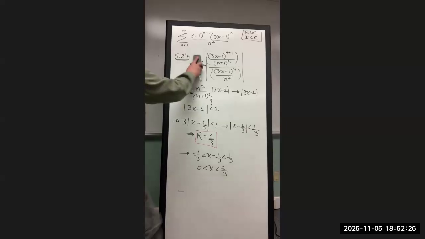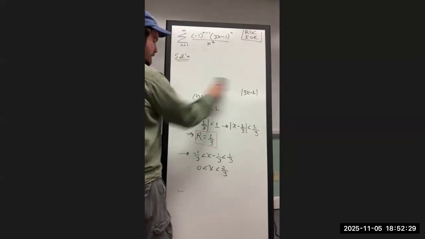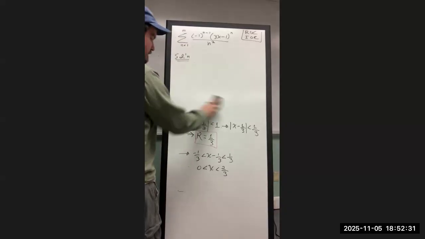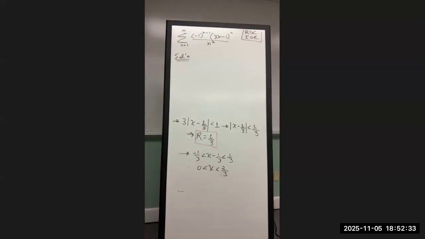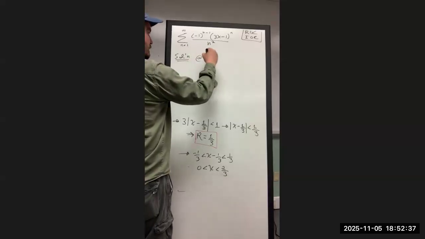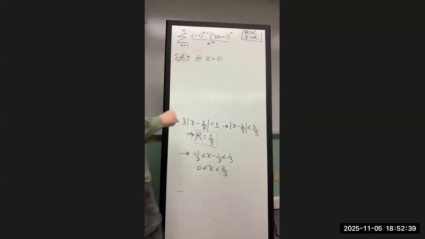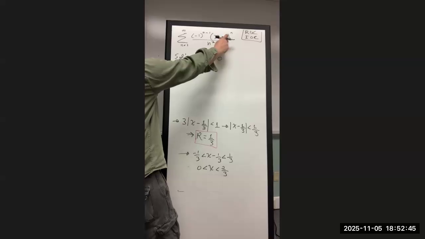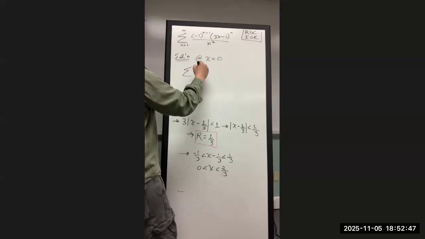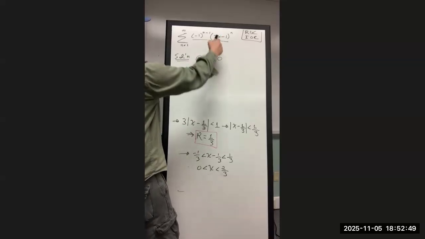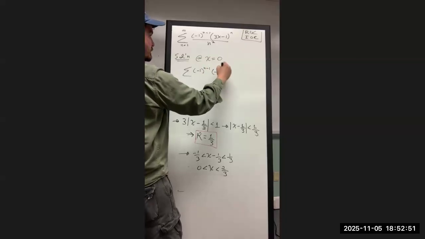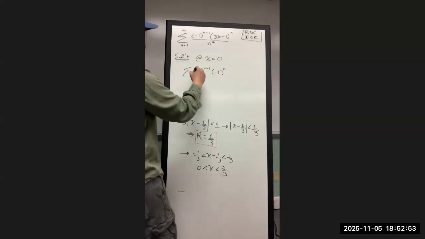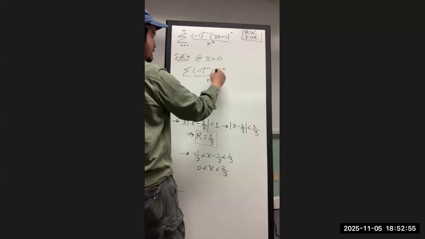So I'm going to transfer up here. I've got more room. So let's check the endpoints. What happens at x equals 0? If I plug in x equals 0, then what does the series turn into? I just get (-1)^(n-1), and then a (-1)^n, and that's all over n squared.